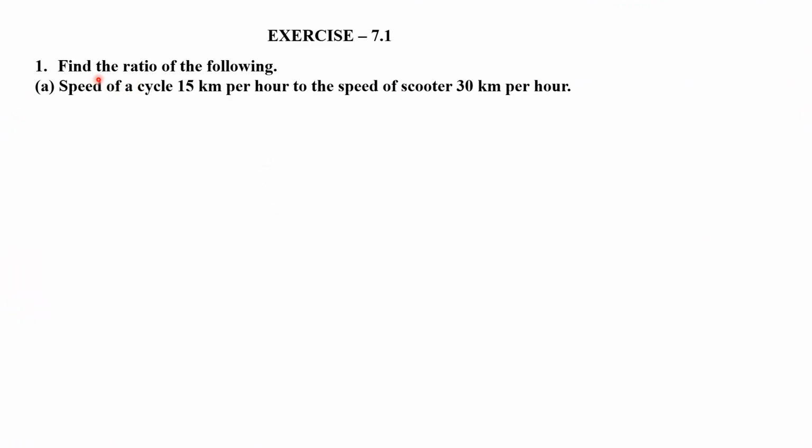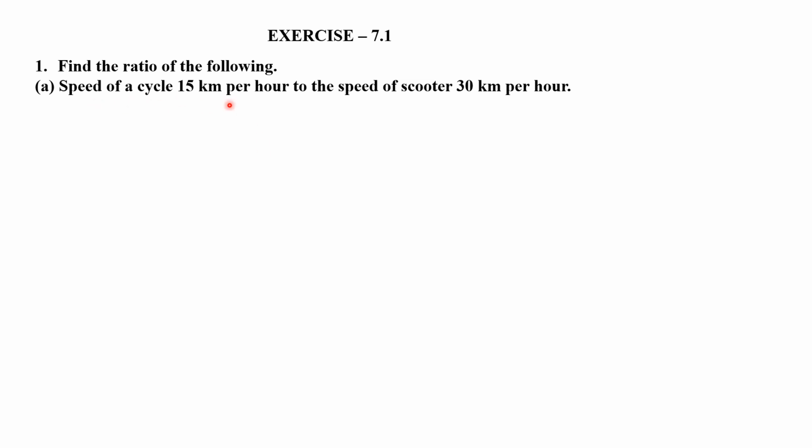Now question number 1. Find the ratio of the following. The speed of a cycle, 15 km per hour, to the speed of a scooter, 30 km per hour. Now first of all, when you have to find the ratio, you first check whether the units are the same for both the numbers or not. So here it is kilometer per hour, here also kilometer per hour. So now you can find the ratio, and in the ratio order matters.